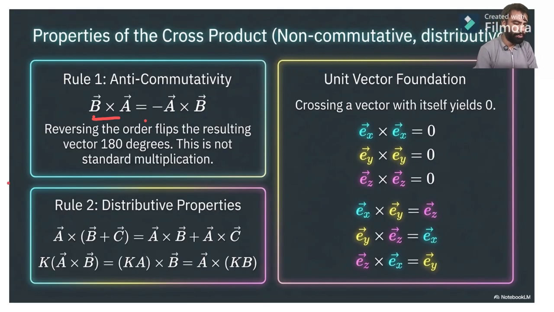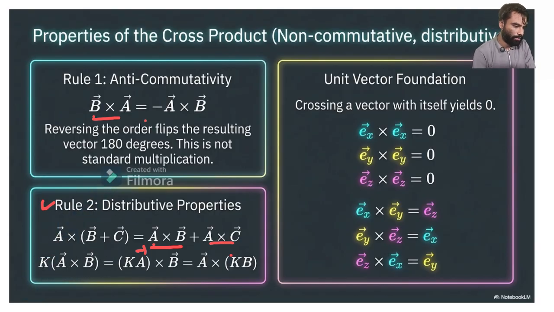And the distributive property: the cross product also follows the distributive property, which looks like this: a cross (b plus c) equals a cross b plus a cross c. And if k is a scalar and you multiply it with a cross b, you can multiply it with either of the vectors, and do the cross product of the other vector with the rest.